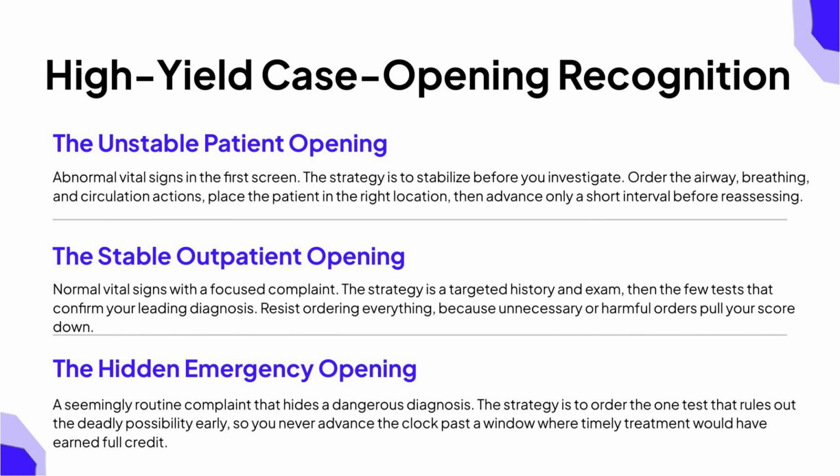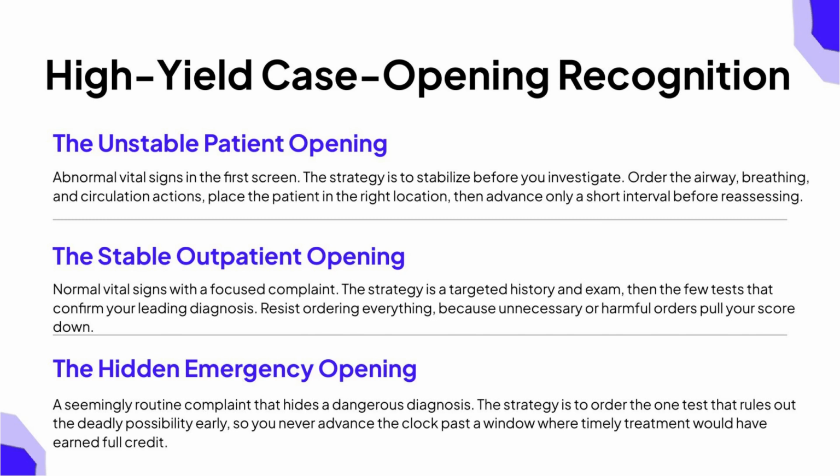Let us recognize the 3 classic ways a case opens, because the opening tells you your strategy. The first is the unstable patient opening, where the first screen shows abnormal vital signs. Here you stabilize before you investigate. Airway, breathing, and circulation first. The right location next, then only a short advance of the clock.